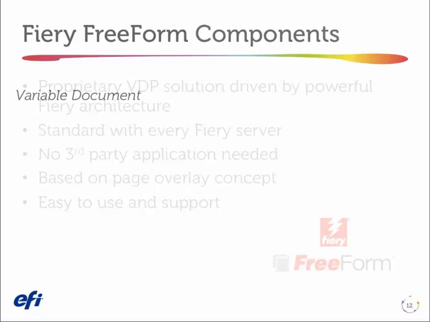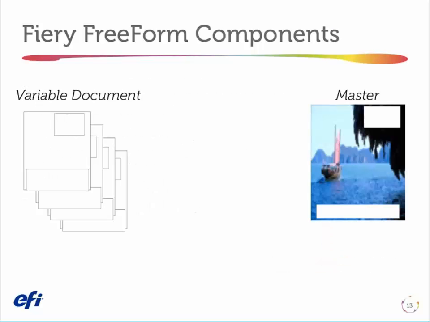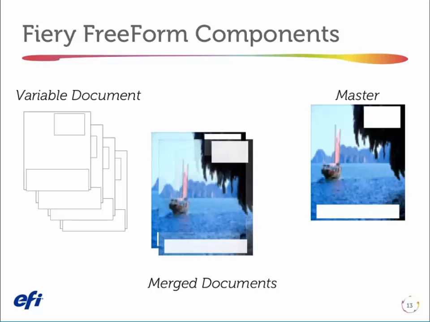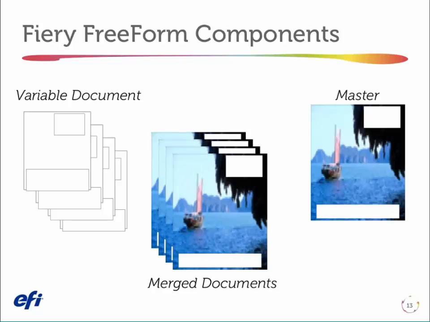Fiery FreeForm uses a page-based caching mechanism. Through our print drivers or our job management application, the Fiery Command Workstation, you will be able to create master pages that will be cached by the Fiery. One can then use the same print driver or Command Workstation to apply those master pages to a variable document. Simple, easy, and fast. The advantage of using this method is that most of the processing has already been done and that processed resources are available on the Fiery. We will illustrate how to create a VDP workflow using FreeForm later on in this session, so stay tuned.